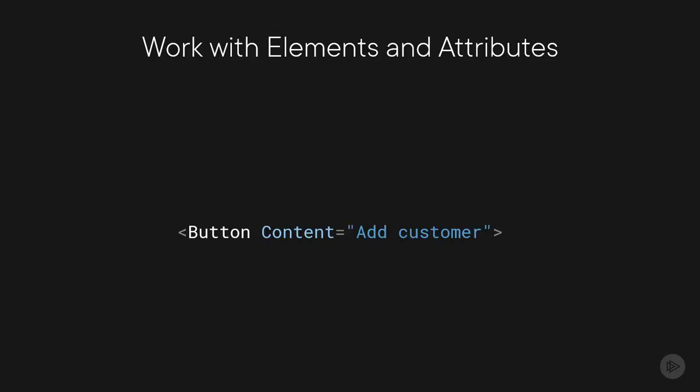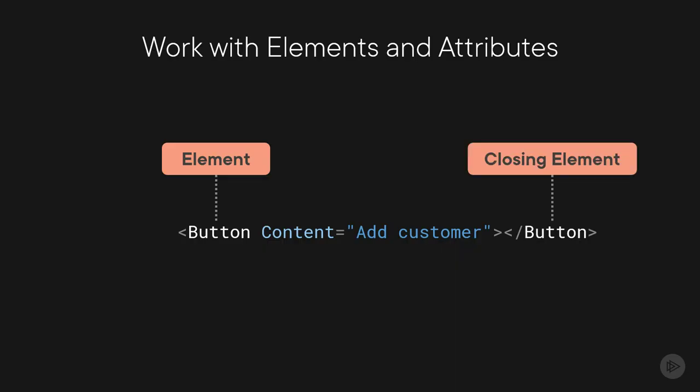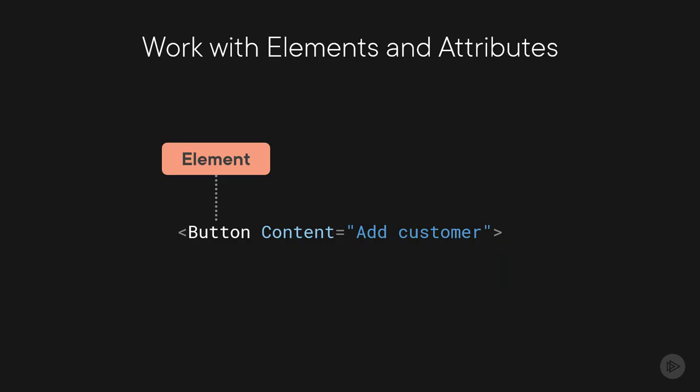In the previous module, you added a button like this to the main window of the customer's application. Button is an element. As XAML is based on XML, you need to close elements correctly. So here, you can add a closing element to get valid XAML. But as there is nothing between the opening element and the closing element, you can omit the closing element and you can close the element directly with a slash. This is now a so-called self-closing element.